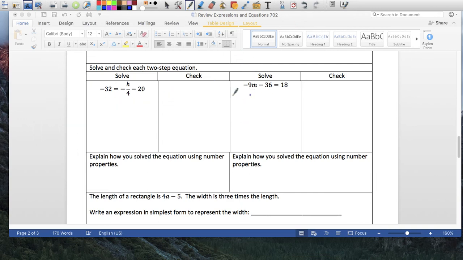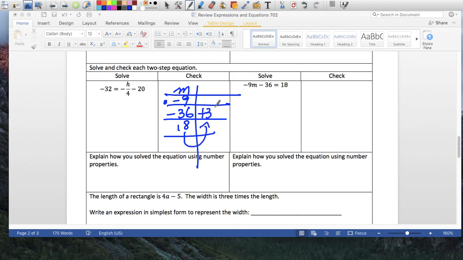Next. Again, here's my little story. I have a variable called m, which is being multiplied by -9, minus 36, and that equals 18. If I work backwards, I have to do plus 36, the inverse operation, and then I have to divide by -9. So let's do that.